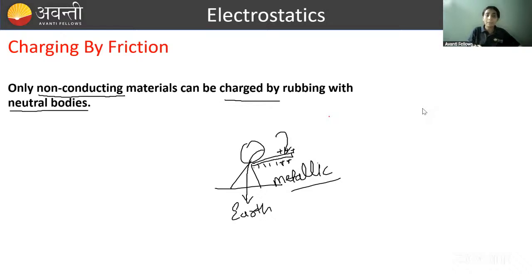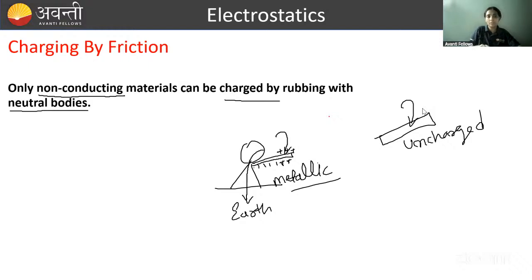But if we have a non-conducting comb, in that case, what will happen? If you're rubbing it against your hair, it will develop a certain amount of charge. Let's say it is developing positive charge, and then it is charged. Initially our comb was uncharged. Now you are rubbing it and it is getting positive charge. So by rubbing, you are creating charge, I mean charge transfer is happening. So you can charge a body by friction.